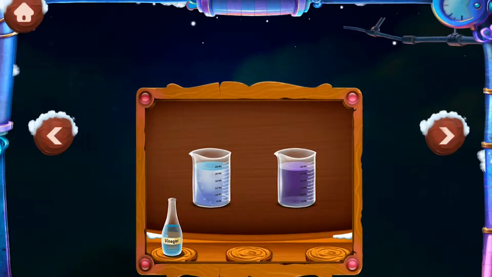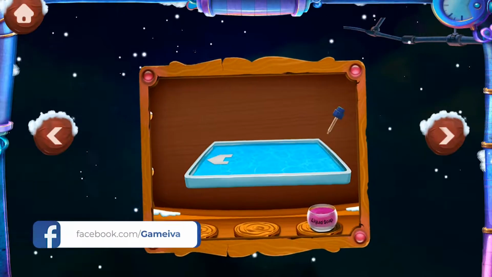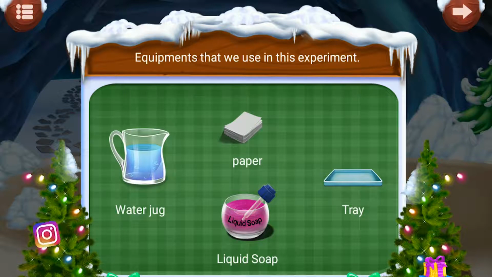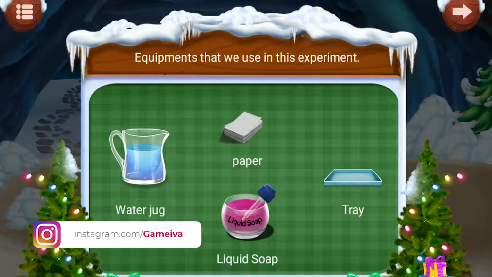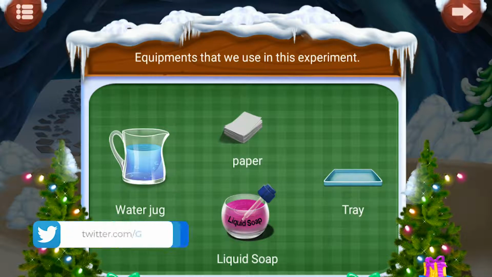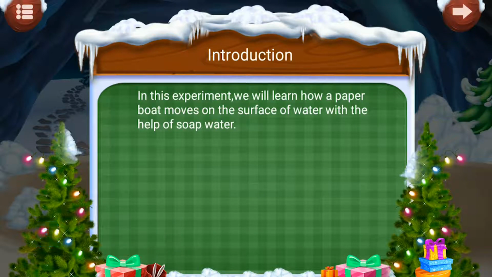Equipments that we use in this experiment: a water jug, paper, a tray, liquid soap. Introduction. In this experiment, we will learn how a paper boat moves on the surface of water with the help of soap water.